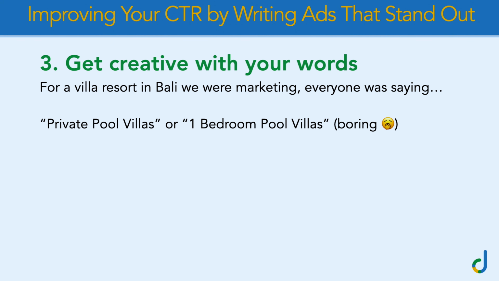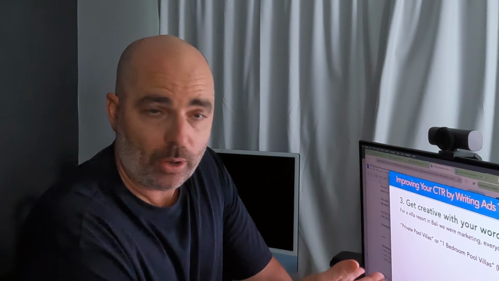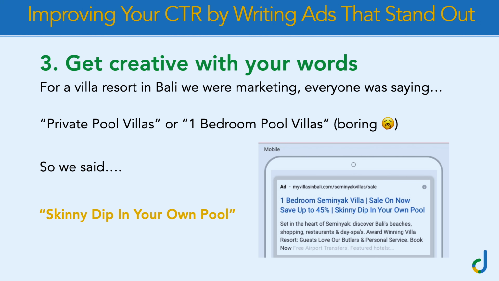So I learned this really early in my Google Ads career. We've been running Google Ads since 2010. The first campaign was for a villa resort in Bali, and everyone was saying private pool villas or one bedroom pool villas. Pretty boring stuff, hey? No real emotion in there. Now, it's true, that's what the product is marketing. But what we did was we said, why don't you skinny dip in your own pool? Saying the same thing, we're just saying it in a different way.